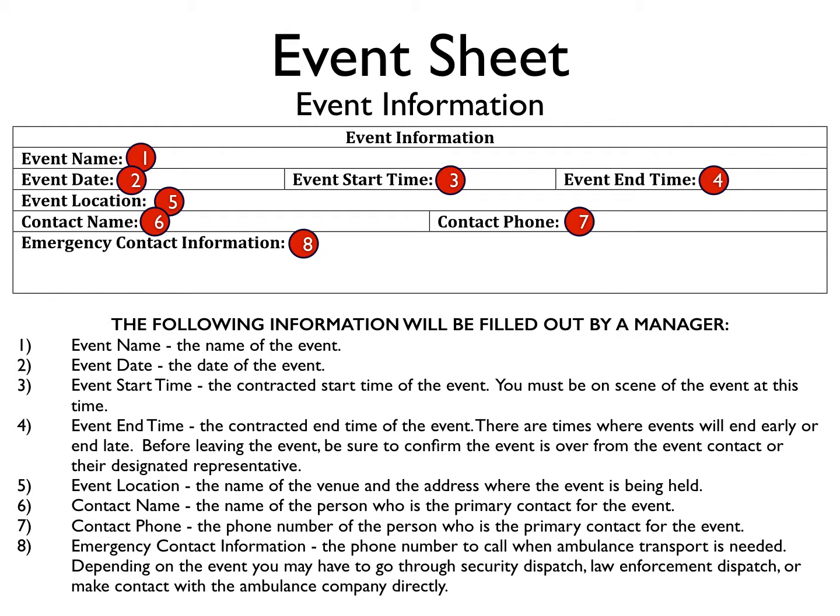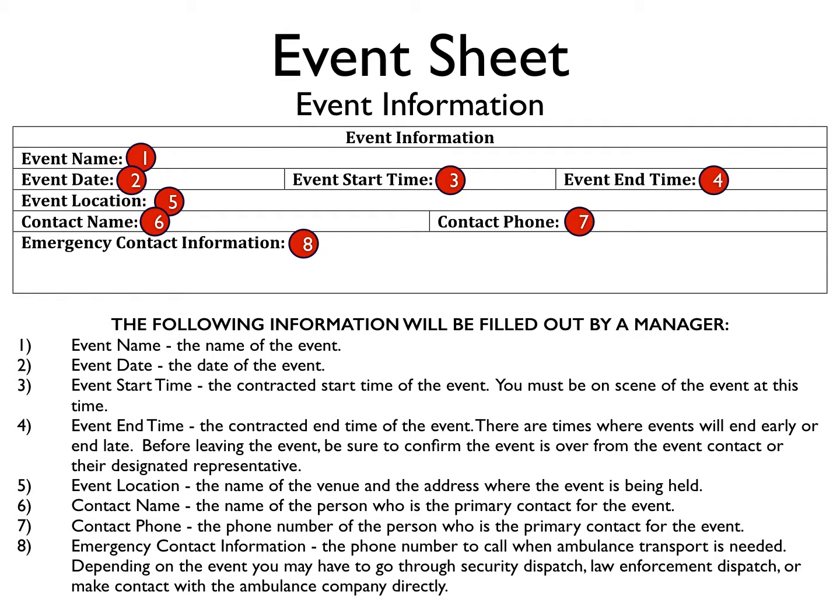Below the crew information is the event information. The event information is going to contain the name of the event, the date of the event, and the start time. So this is the time that you must be on scene ready to provide coverage to the event. We're also going to have the event end time. This is the contracted time the event is scheduled to end.